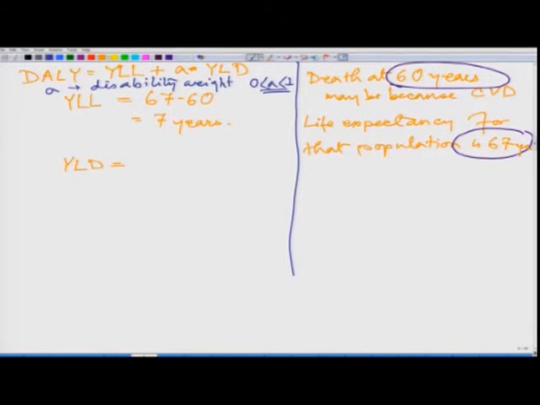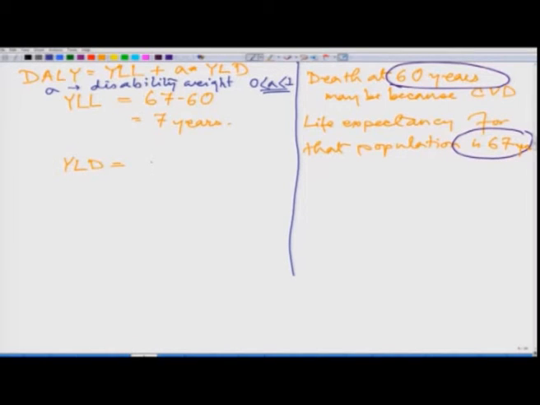Therefore, YLD is basically the proportion of life lived with that particular disease, and that shows how severe it was. So, if I say 50% of the last 8 years, 50% is the disability weight, and the person was suffering from cardiovascular disease for the last 8 years of his life, then this is basically A into 8 years, right?